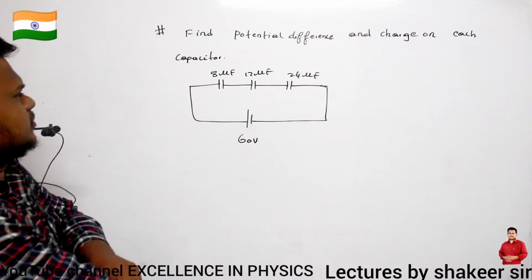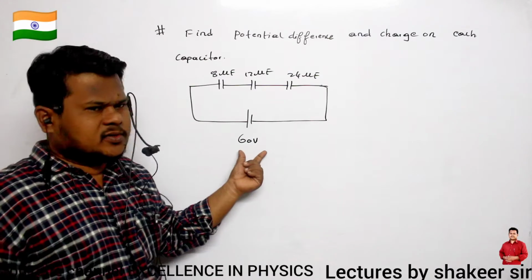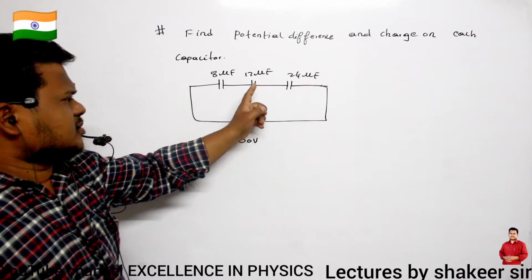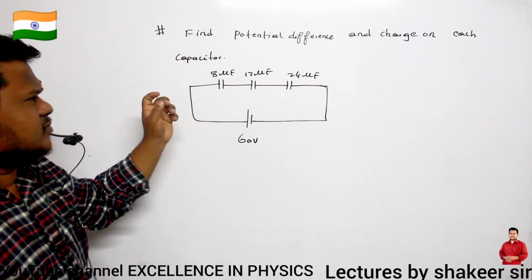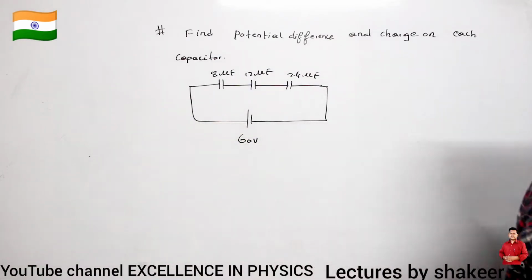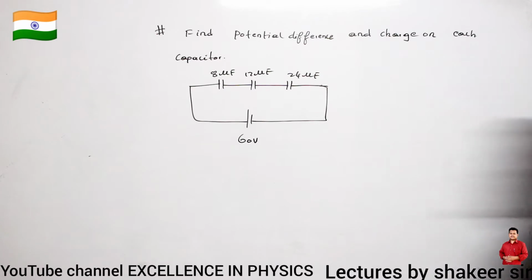So I want potential difference. This is the total potential which is supplied, a potential difference of 60 volts. Then what is the potential consumed by each capacitor and what is the charge present on each capacitor, that we are supposed to find out. Any idea?